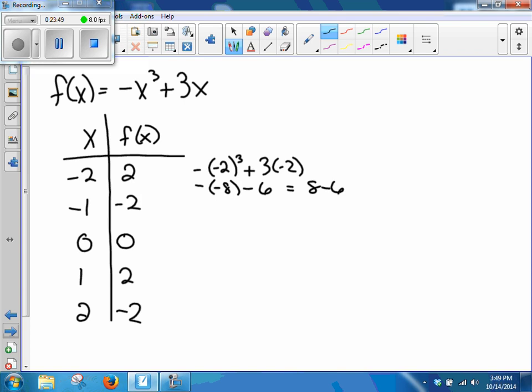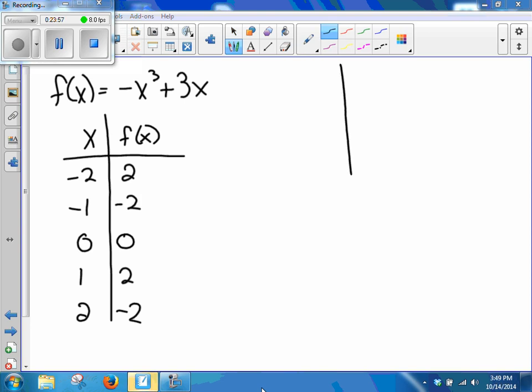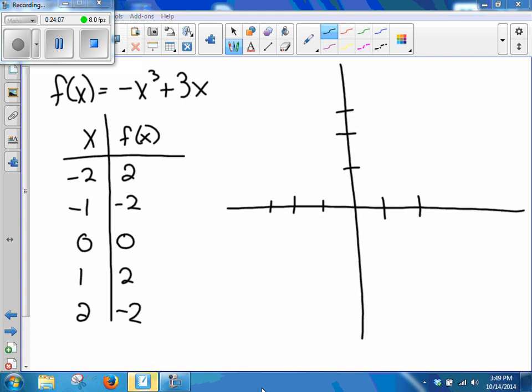Okay, so hopefully you have that down. I'm going to erase this so I can graph it on the same board here. All right, draw in your coordinates here. So we got 1, 2, 2. Actually, let's go by threes, just so you can see a little bit more of the shape. All right, so negative 2 up 2. Then I got negative 1 down to negative 2. 0, 0. 1 up to 2. And then 2 down to negative 2.